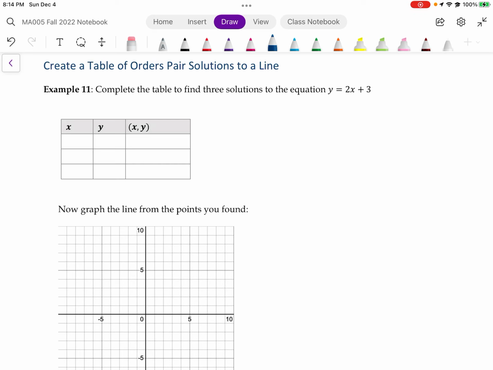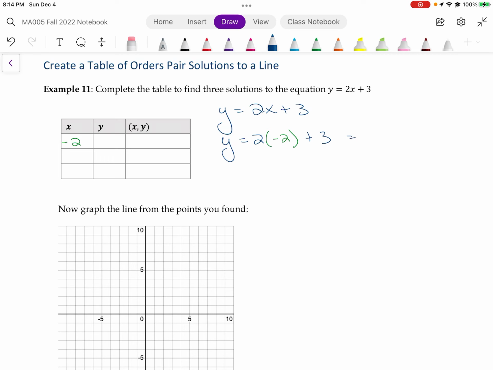Honestly, you can just pick any numbers for x, and then you find y. So we've got y equals 2x plus 3. I'm going to choose negative 2 for x. I usually do a negative, maybe a 0, and then a positive, so I can get on both sides of the line. I usually do 3 points just to see if they all fall in a line, because then I catch my mistakes. All right, so I've got y equals 2 times negative 2 plus 3.